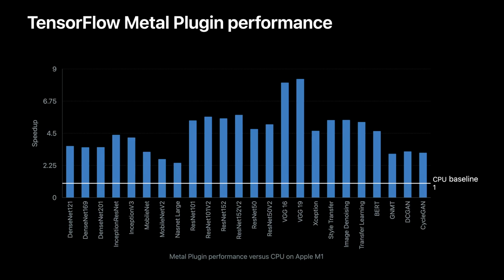Now let's take a closer look at the other networks. Here we show the performance on key machine learning training benchmarks relative to the CPU. As you can see, we have a good speedup across all benchmarks, going up to 8 times faster on the M1 MacBook Pro.